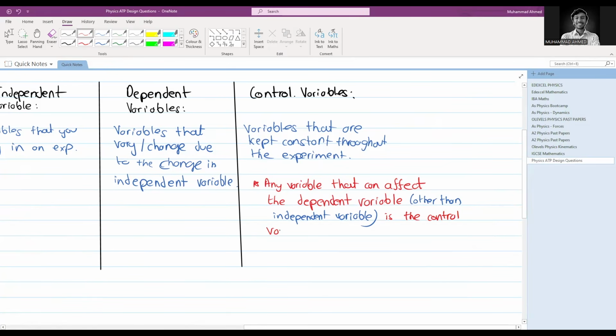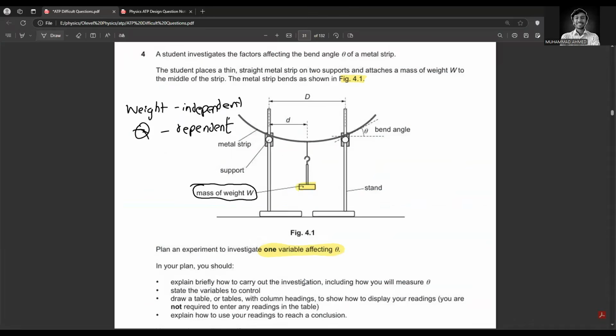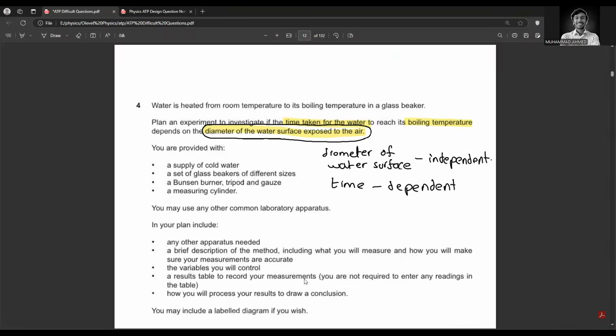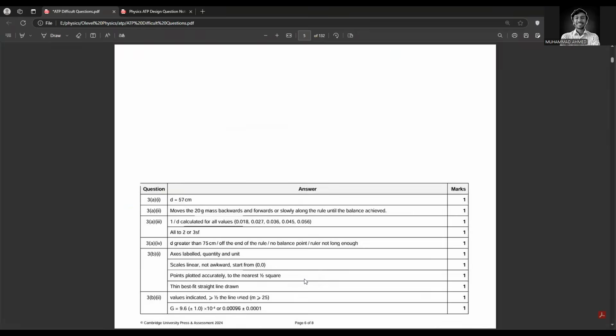Now, I know from the looks of it, this seems a very difficult definition. But let's apply it. This will become easier. Let's apply it to actual questions. Let's go to the first example that we did here. Yeah, this example.